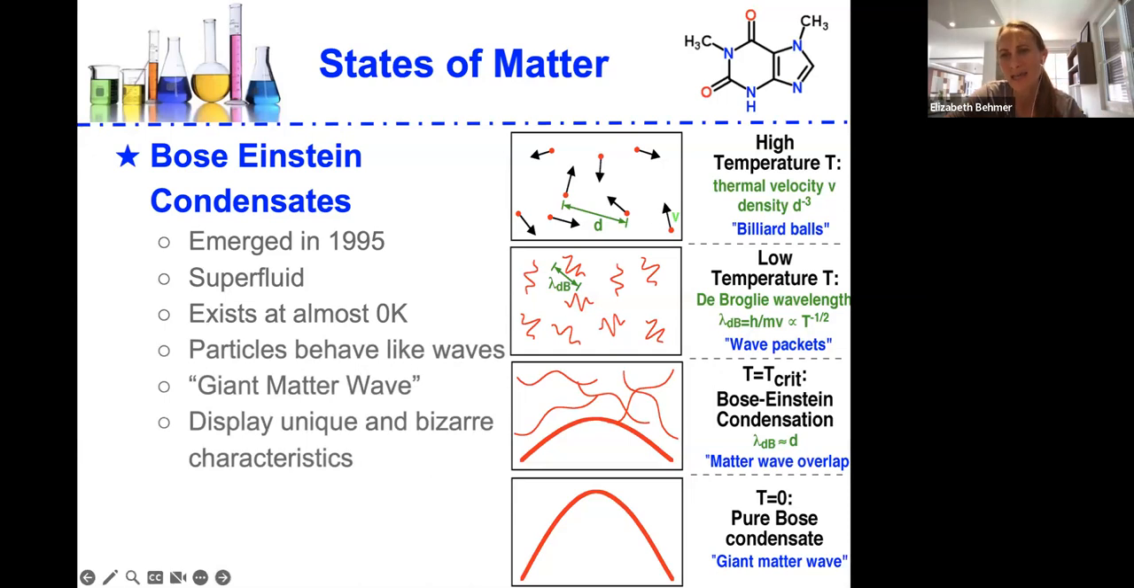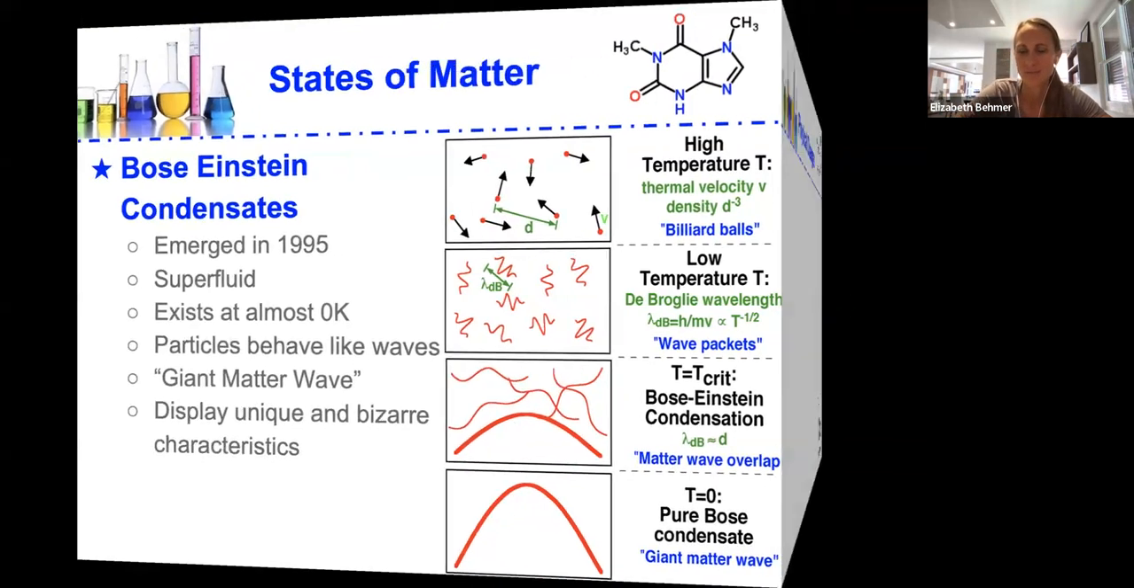So we have very high temperature, we have what looks kind of like particles moving like billiard balls, kind of bouncing off each other. At very low temperature, the particles are moving like little wave packets. And then with the Bose-Einstein condensation, we see how these matter waves will overlap until we get to a temperature of 0 degrees Kelvin, where you just kind of have a giant matter wave. I won't ask you too many questions about this, but I wanted to go through it a little bit in lecture in case you see it in your textbook.